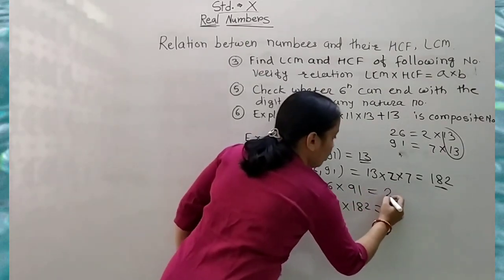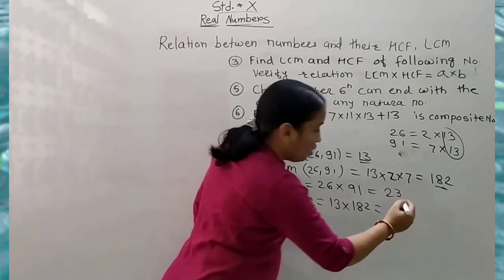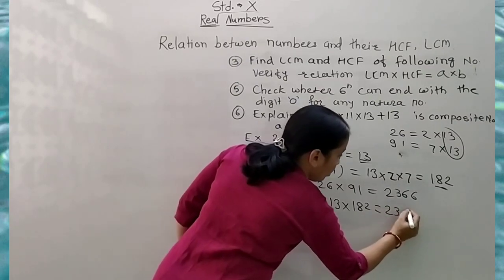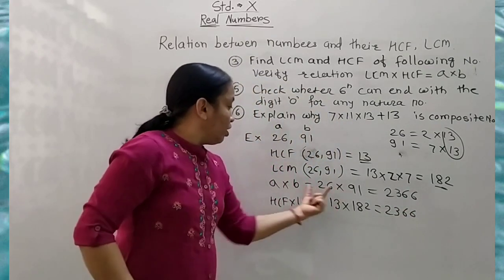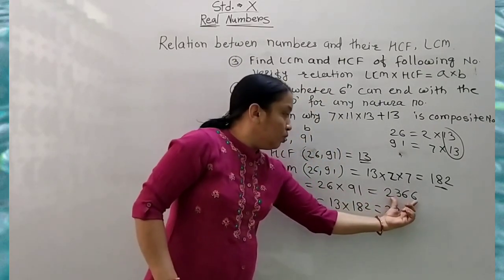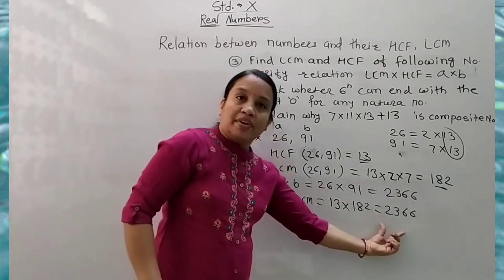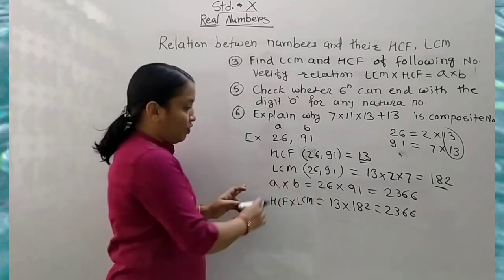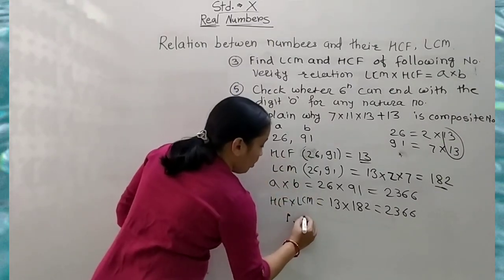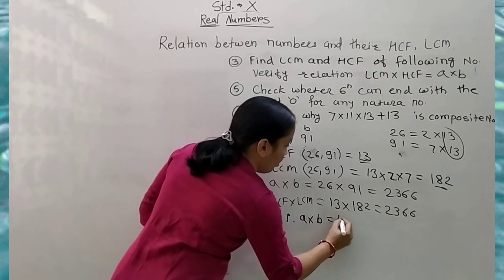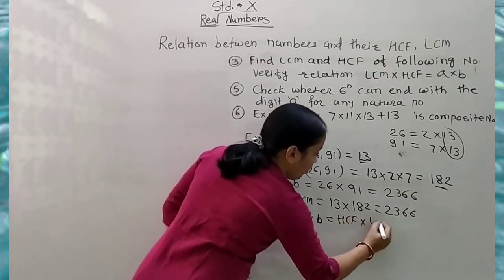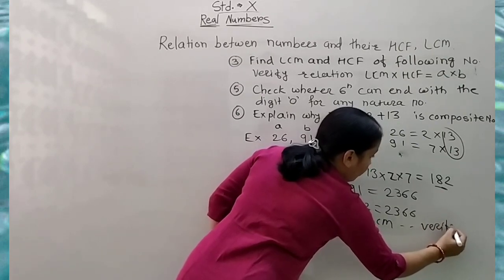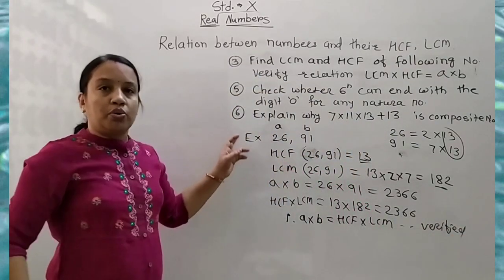I think this product is 2366. That is 2366. And this product is also this. From this, the product of A and B is equal to the product of HCF and LCM. And this is how you have to verify the relation. And after writing this, therefore A into B is equal to HCF into LCM, verified. This is how you have to write.